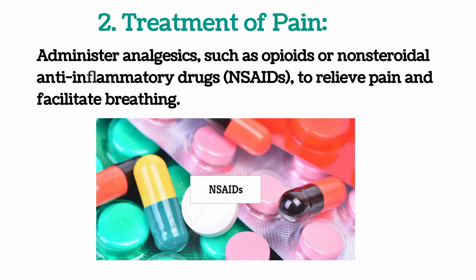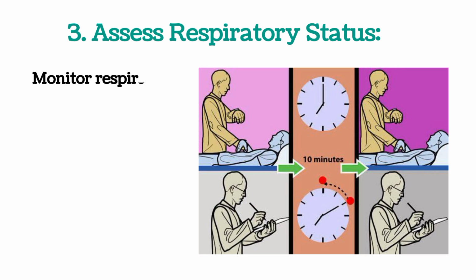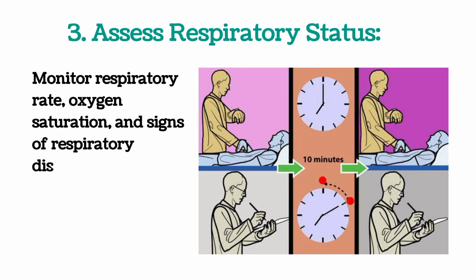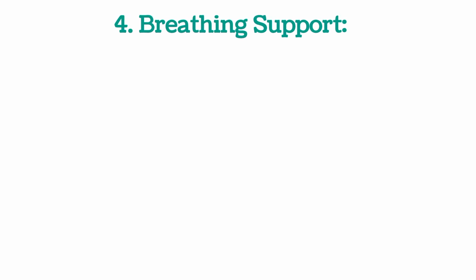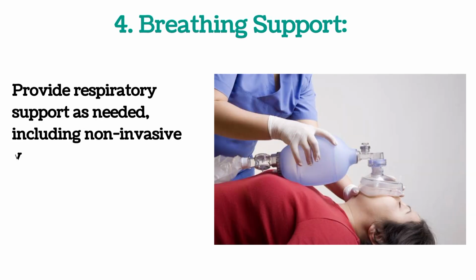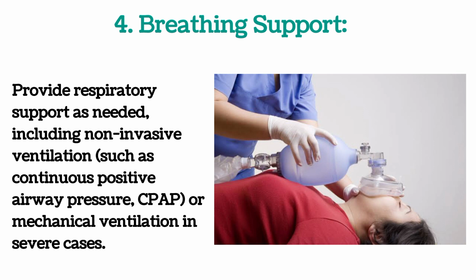pain and facilitate breathing. 3. Assess respiratory status. Monitor respiratory rate, oxygen saturation, and signs of respiratory distress closely. Consider supplemental oxygen therapy if necessary. 4. Breathing support. Provide respiratory support as needed, including non-invasive ventilation such as continuous positive airway pressure, CPAP, or mechanical ventilation in severe cases.